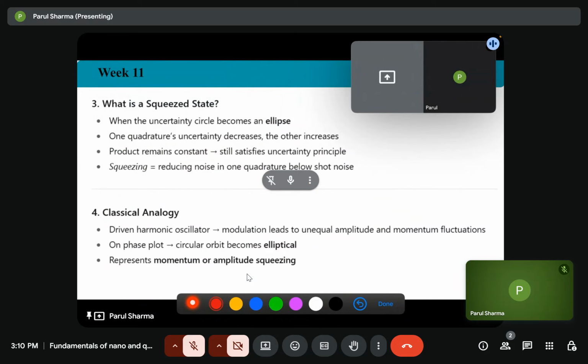What is a squeezed state? When the uncertainty becomes an ellipse, with one quadrature squeezed. Okay.